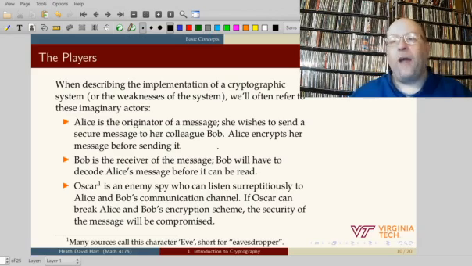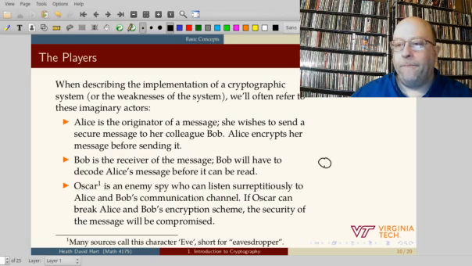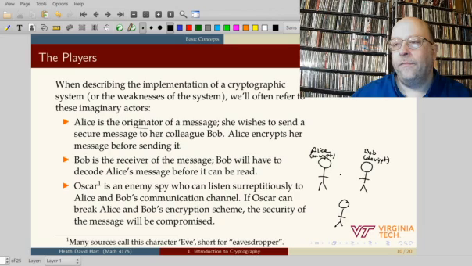When we're describing the implementation of a cryptographic system, or the weaknesses of the system, or some kind of detail about how it works out, we tend to involve three fictitious players in our discussion. Alice is the originator of a message. So Alice has to encrypt the message before she sends it. She's the encryptor in our system, and then Bob is a decryptor in our system. So Alice takes a message, sends it over to Bob, and then Bob has to then be able to decode that message.